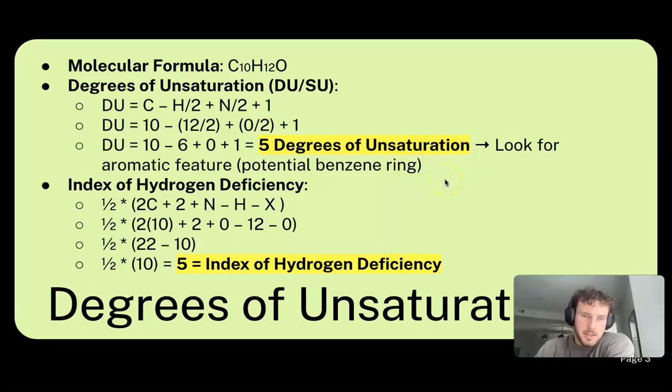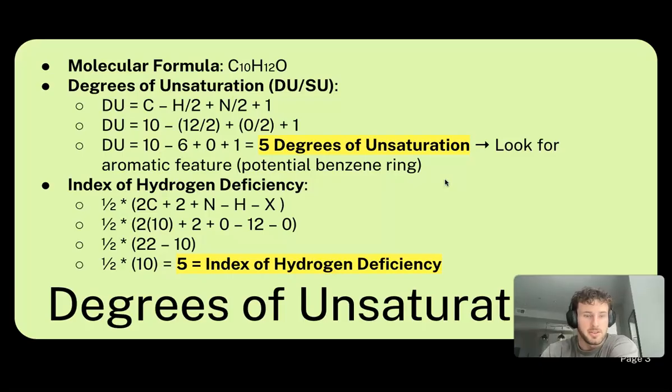So we were given that the molecular formula of the molecule is C10H12O. Now, to calculate degrees of unsaturation, we use the formula: the number of carbons minus the number of hydrogens over 2, plus the number of nitrogens over 2, plus 1. And doing this, we get 10 minus 12 over 2 plus 0 plus 1, giving us 5 degrees of unsaturation. So immediately we know that we're looking for an aromatic feature, potentially a benzene ring.